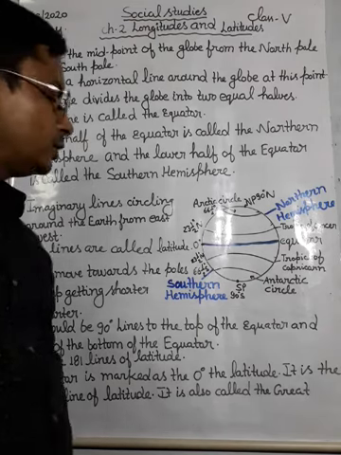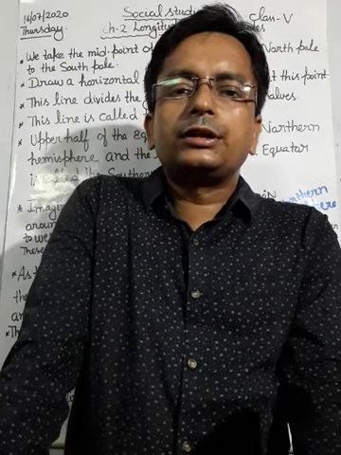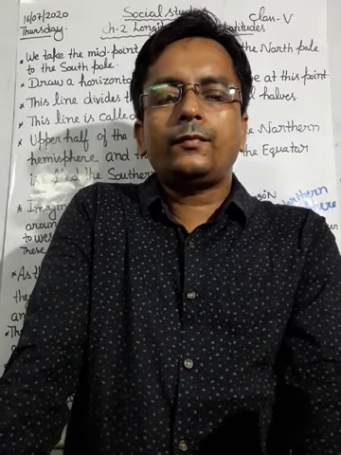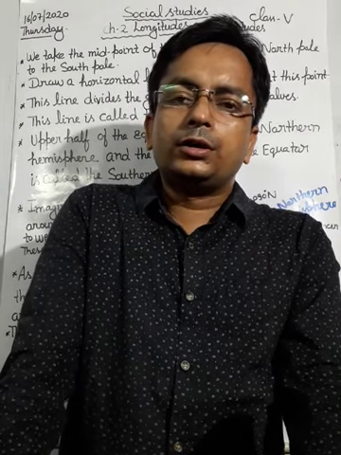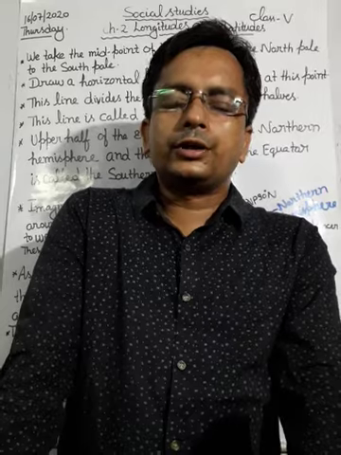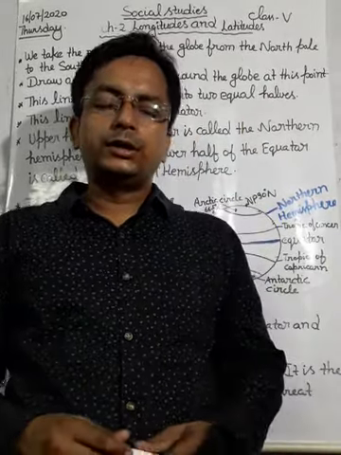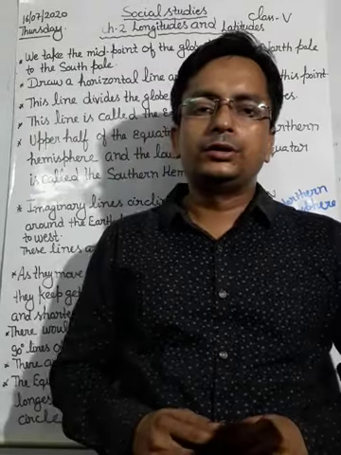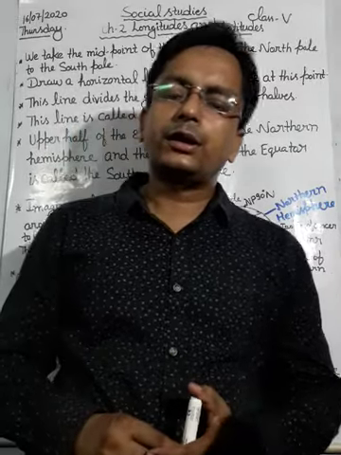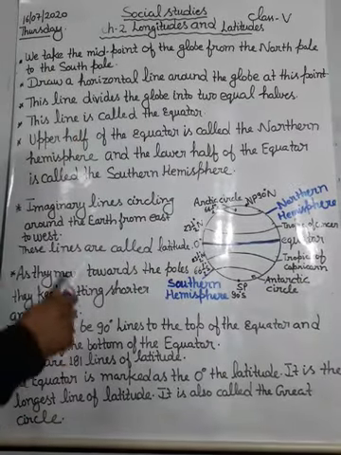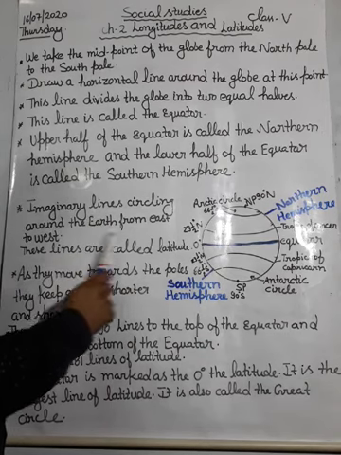Dear student, the equator is an imaginary line, not a real line. If anybody asks you, is the equator a real line, your answer should be no, it's not a real line. It is an imaginary line which divides the earth into two equal halves, northern hemisphere and southern hemisphere, circling around the earth from east to west.